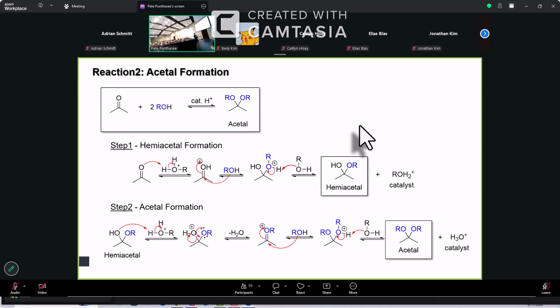Protonation. Loss of leaving group. Deprotonation and nucleophilic attack and deprotonation.